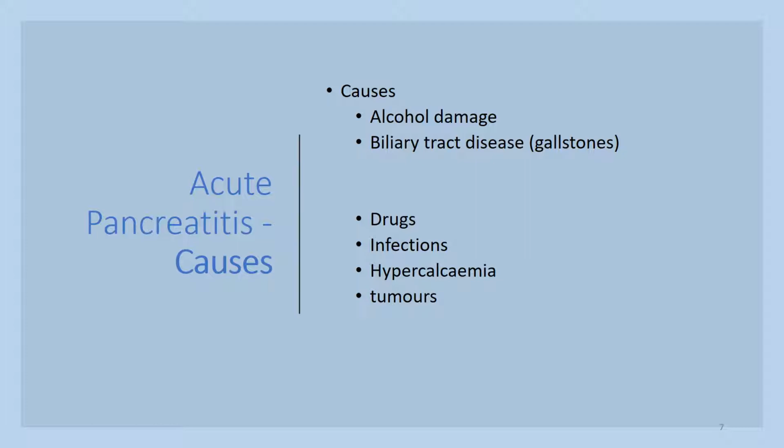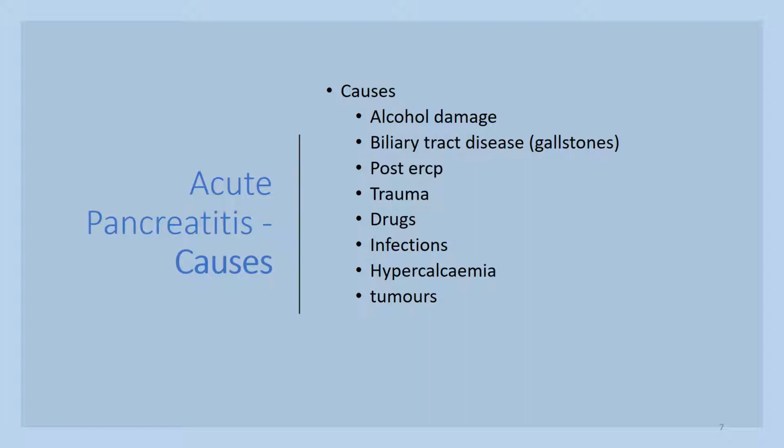Some of the causes of acute pancreatitis: damage by alcohol to the liver and the pancreas, firstly, and also biliary tract disease, including gallstones, can cause complete or partial occlusion of the hepatopancreatic duct. Postoperative conditions, ERCP in particular, we'll discuss that later. Traumatic damage, some drugs, most commonly corticosteroids like prednisolone, but also some HIV drugs, and also infections such as mumps and cytomegalovirus. Hypercalcemia and tumours are also involved.